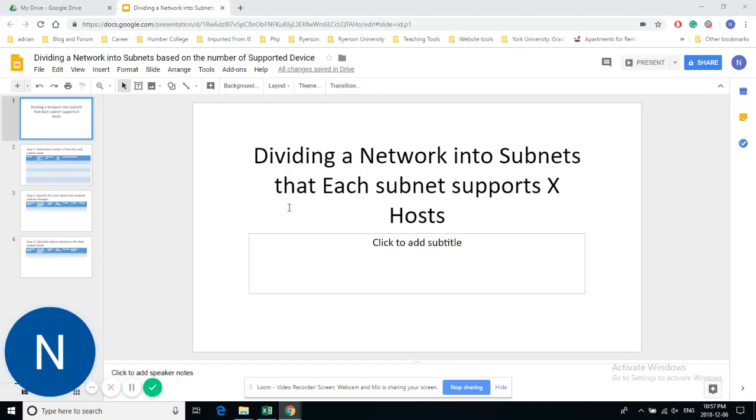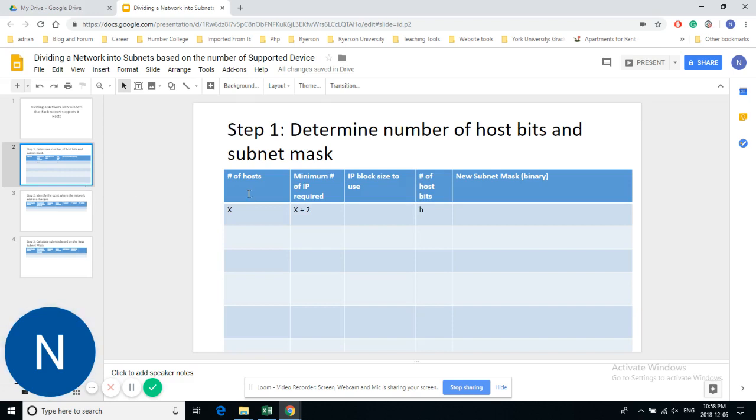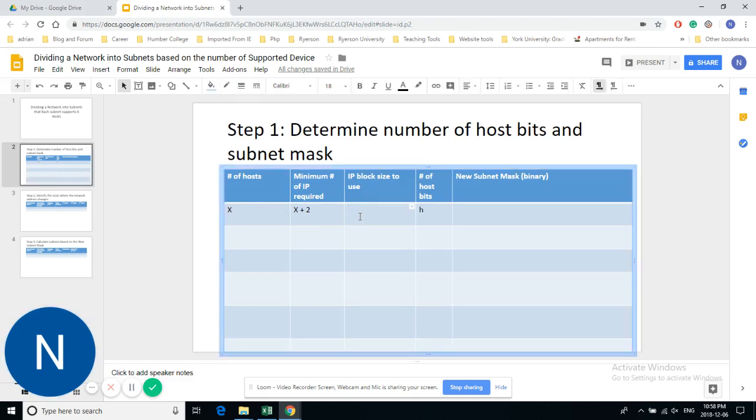Today I'm going to talk about how to divide a network into subnets such that each subnet supports a certain number of hosts. There is a relationship between the number of hosts and the subnet mask. If you have X number of hosts in a network, you need at least X plus 2 IP addresses. Now, this X plus 2 relates to the network and broadcast addresses.